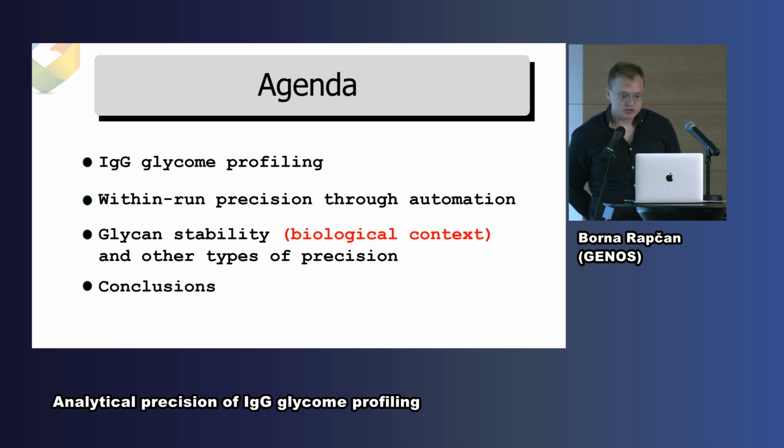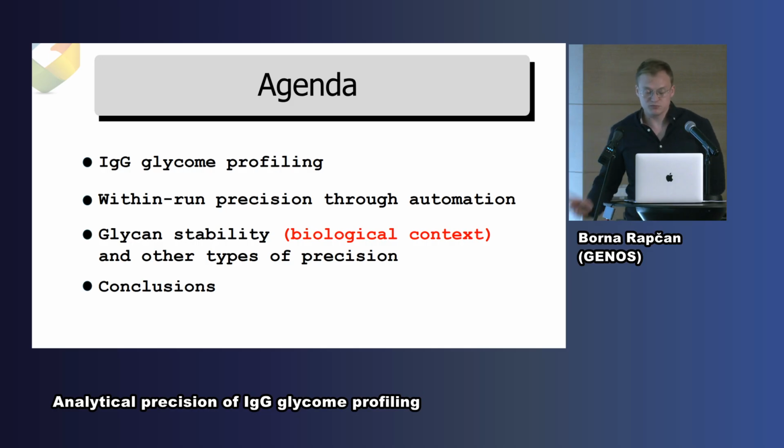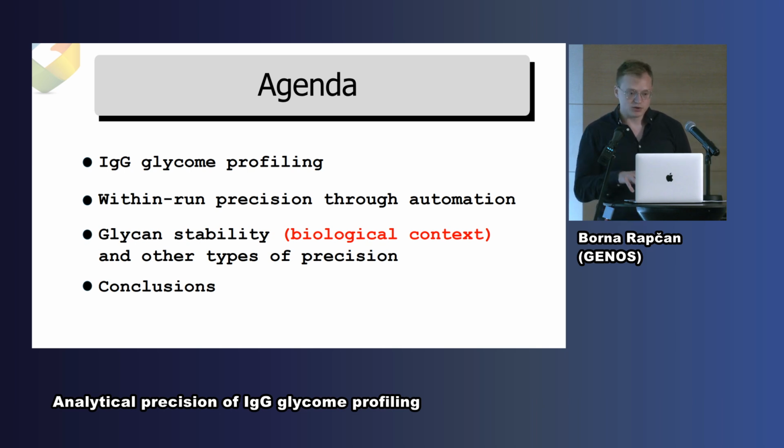So in today's lecture, I would like to go through two of our papers that we published recently. I would also like to give you an overview of our method so that you have a basic idea how the method is performed and what are the potential sources of variation. Then we will go through our paper outlining automation of this method and how we tested with in-run precision and how we compare the two methods.